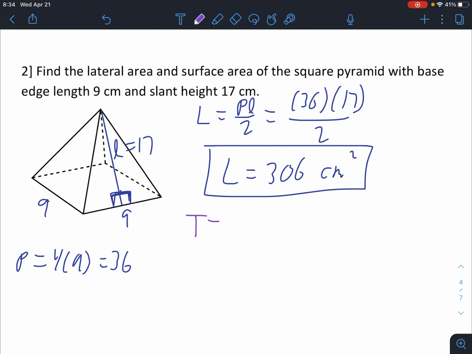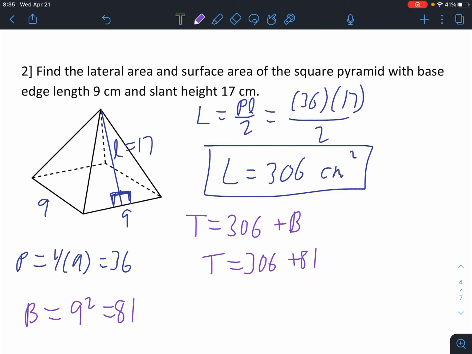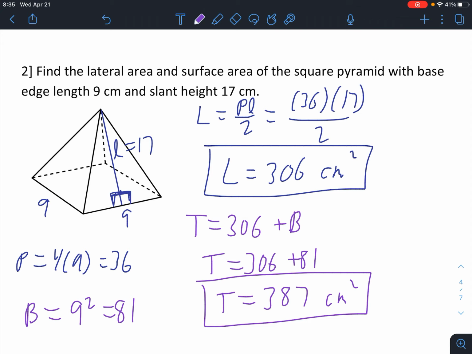So to get our total then, we're just going to do 306 plus the area of the base. Okay, so what's the area of the base here? Well, it's just a square, so we're just going to do side squared. The area of the base is 81. So our total is 306 plus 81, which is 387 square centimeters.